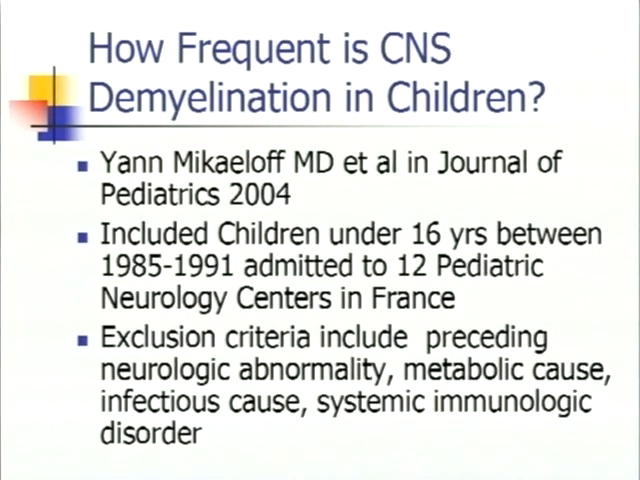There was a recent article that was published in the Journal of Pediatrics by Michaeloff et al. That really looked at, for the first time, how frequent is CNS demyelination in children. And this included children under 16 years of age that were admitted to 12 pediatric neurology centers in France from the years of 85 to 91. And their exclusion criteria for the study was a preceding neurological abnormality, metabolic cause, some sort of infectious cause, or systemic immunologic disorder. So that certainly does exclude some of the causes of so-called pediatric TM.